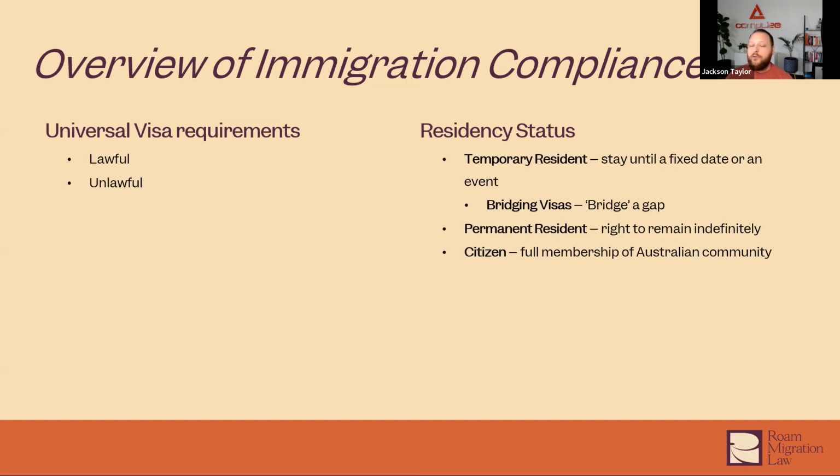So that student whose visa is going to expire in 2024 may want to stay on further because they're going to do a master's degree. They apply for another student visa towards the end of their current student visa. They receive a bridging visa, which then bridges that gap between the end of the old temporary visa and a decision on the new student visa.